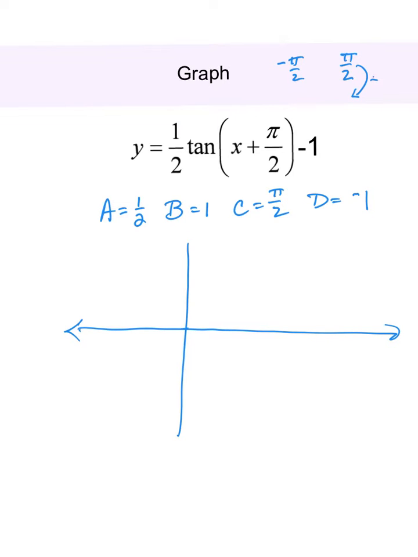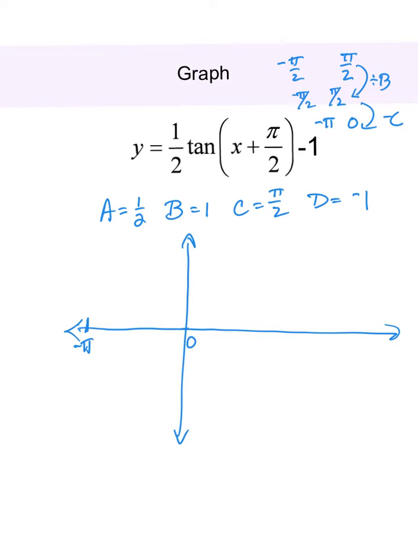So to these values I divide by b. In this case, b is 1, so nothing happens. And then I'm going to subtract c. And c here is pi over 2. So I'll subtract pi over 2 from -pi over 2 and get -pi, and subtract pi over 2 from pi over 2 and get 0. So now I'm going to graph tangent between -pi and 0.